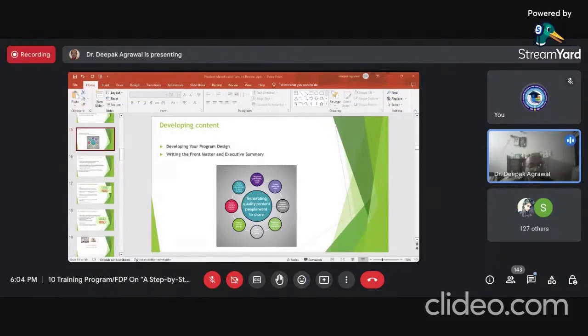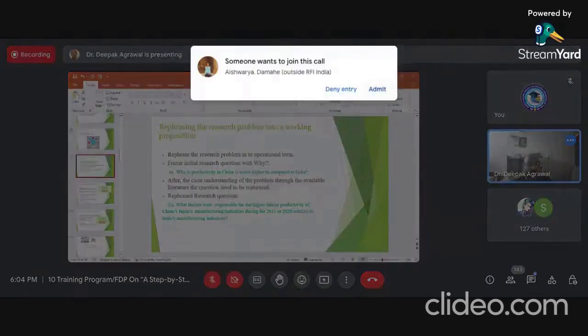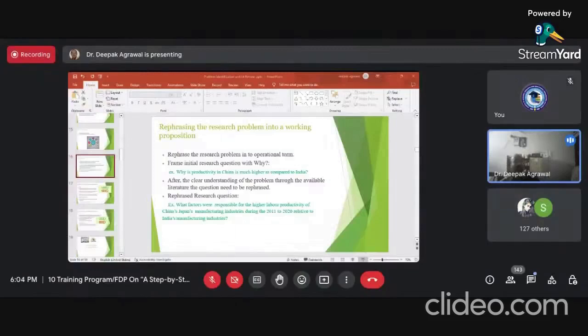So write the front matter and the executive summary. Executive summary, initially it can be prepared and can be later on modified at the end of the paper. So that is not a big issue. Next comes rephrasing the research problem into a working proposition.